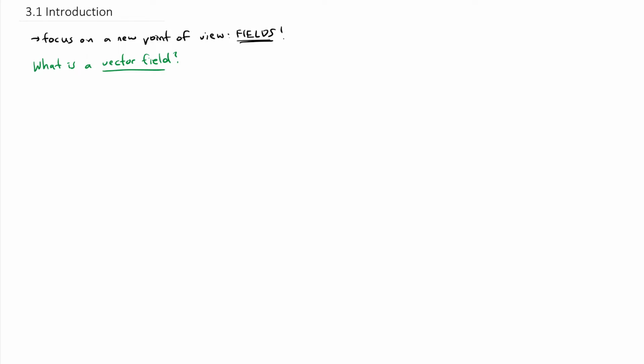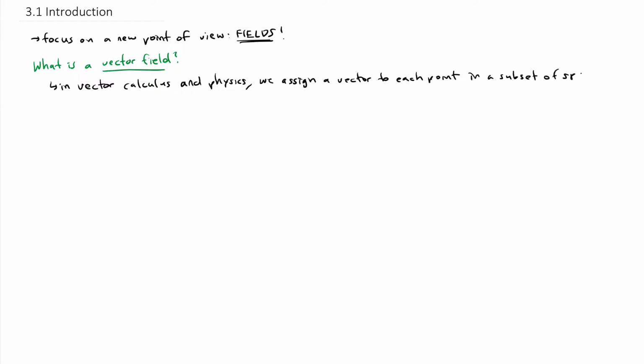To answer that, a vector field basically comes from vector calculus. So in vector calculus in physics, we assign a vector to each point in a subset of space.